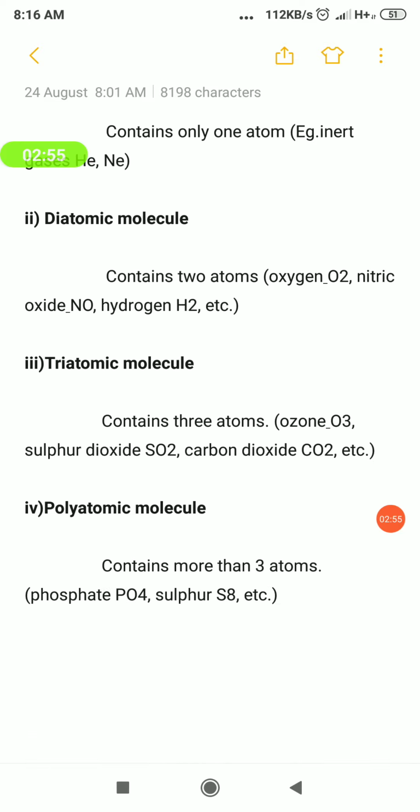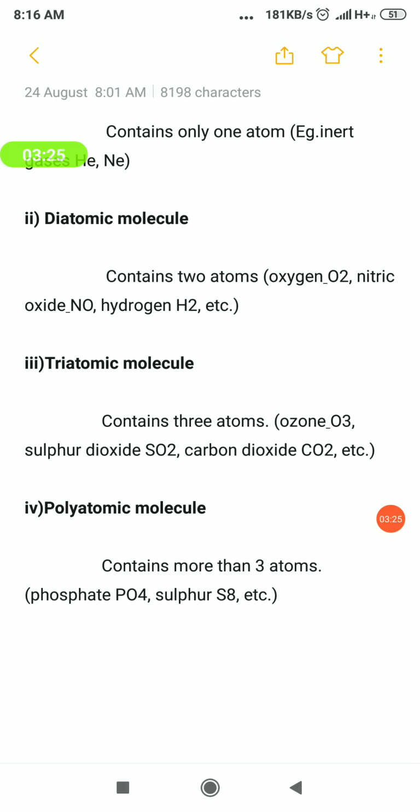Then triatomic molecules. Tri means what? 3. Which means, what can be a triatomic molecule? If a molecule is made of 3 atoms, those 3 atoms may be the same or different. Those molecules are called triatomic molecules. The examples are sulfur dioxide, SO2, then carbon dioxide, CO2, and so on. Ozone, O3. O3 is made by 3 oxygen atoms, the same oxygen atoms.